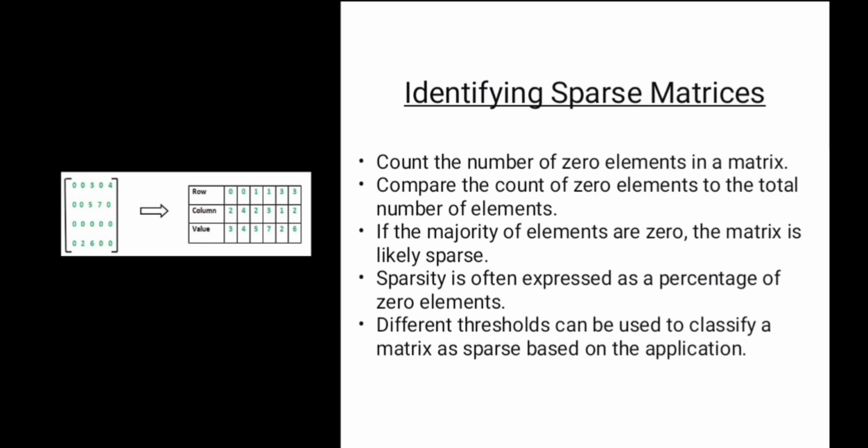Let's consider the example which has been given in the picture. In that matrix, there are a total of 20 elements. Among the 20 elements, 14 elements are zero and the remaining 6 elements are non-zero. Since the number of zero elements is more than the number of non-zero elements, this matrix is considered a sparse matrix.